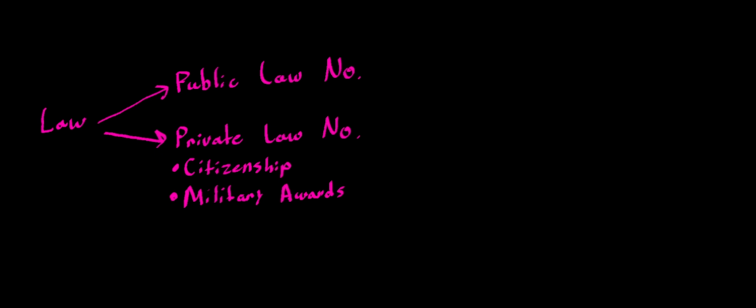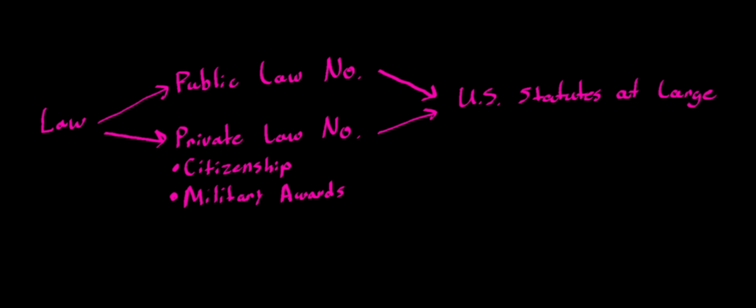Now, once the law is given a public or private law number, the law is then published in what is known as the U.S. Statutes at Large. And the U.S. Statutes at Large is essentially just a ledger of every act that Congress has ever passed. And in this form, the law is known as a session law.